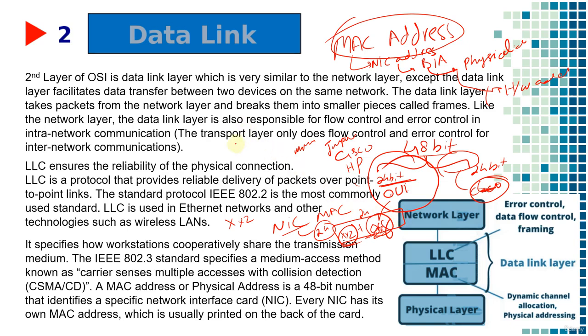Then further, the data link layer has two portions. One is LLC, and the other one is MAC.